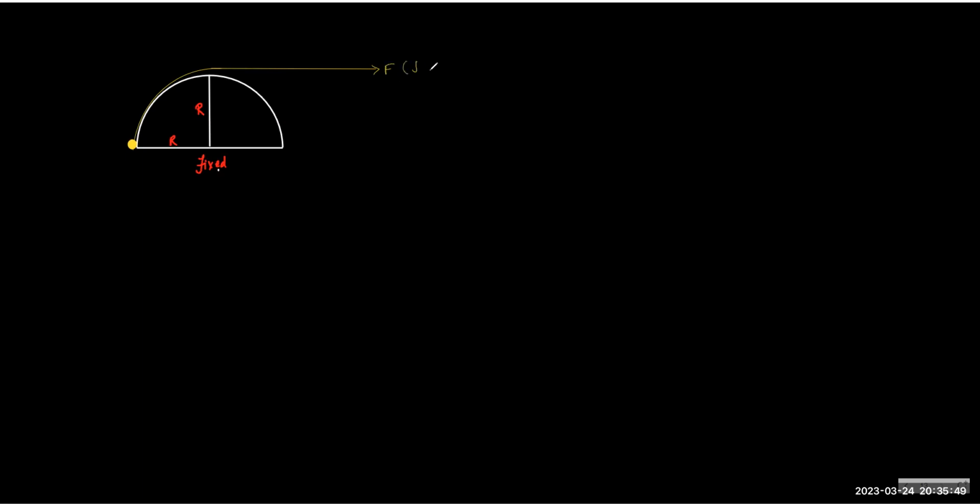So slowly means the mass which is getting pulled will never accelerate, and it is kept on a rough surface. So how much work is required to pull the object till here? I'm not putting the complete statement of the problem, but this is the gist of the problem. So you can say, what is the work done by F in pulling the mass slowly from A to B?